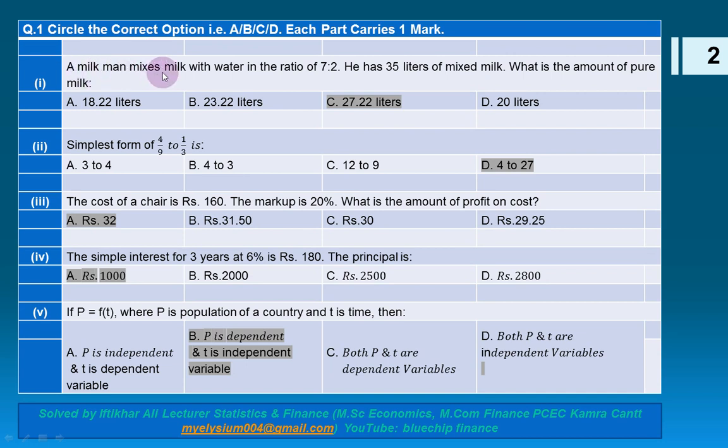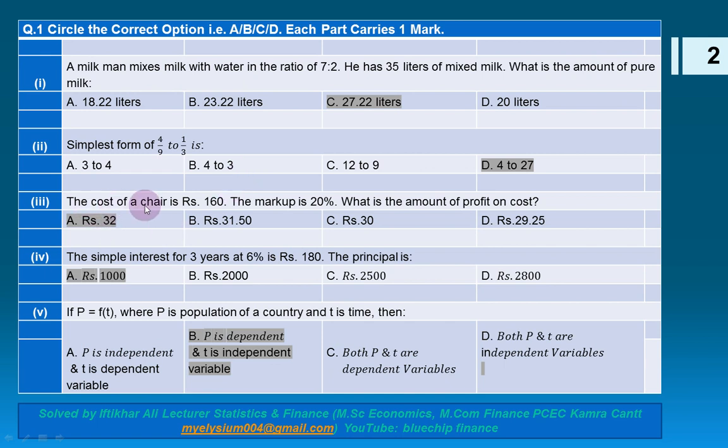A milkman mixes milk with water in the ratio of 7:2. He has 35 liters of mixed milk. What is the amount of pure milk? Correct option is 27.22. Simplest form of 4 by 9 to 1 by 3 is 4 to 17. If it is in the form of ratio, then the correct option is 4 to 3.